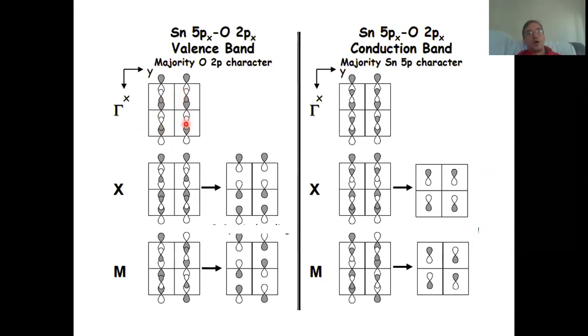Okay. However, we can also, of course, flip all the 5px orbitals of tin, and that's shown here. And that now results in the most interbonding situation possible. You see now that all the interactions are being interbonded. All right, so we have one crystal orbital which is completely bonding and one crystal orbital which is completely interbonding.